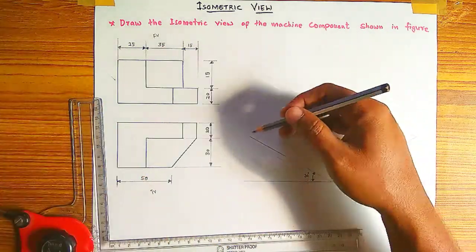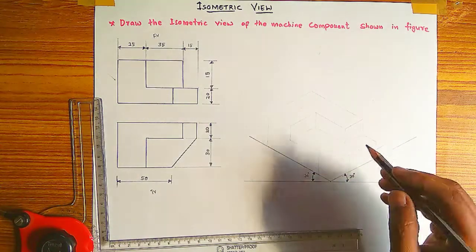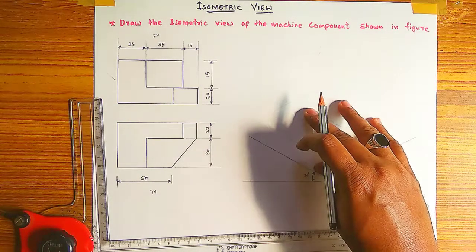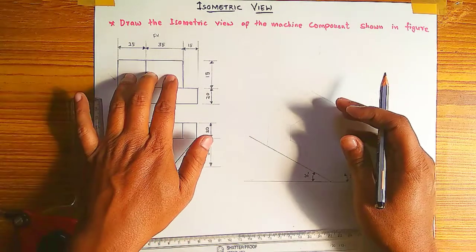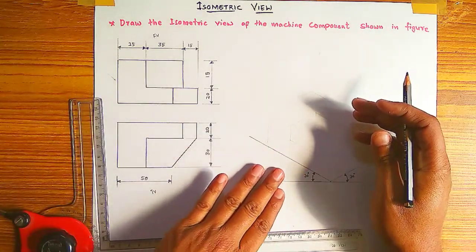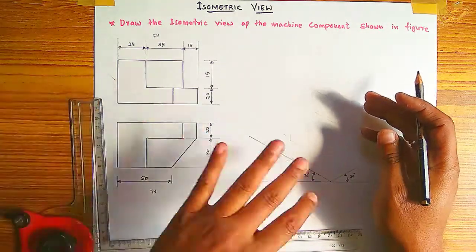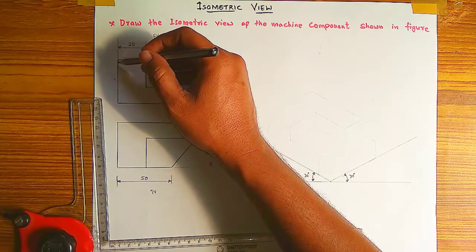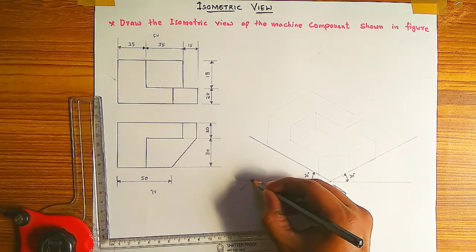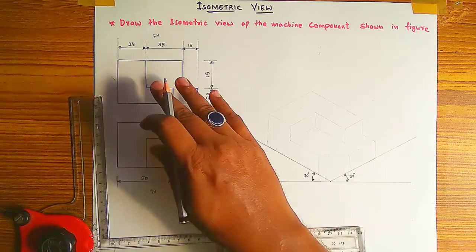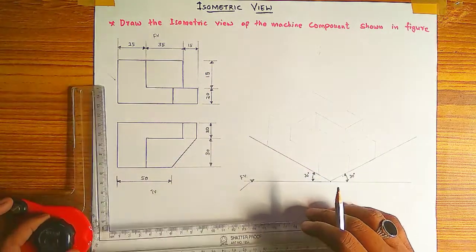So how to draw? First you have to draw these lines at 30-degree angles, and then on these 30-degree angle lines only we have to draw the isometric view. This is the front view and top view. I am drawing this front view on this 30-degree angle line, and this top view from here only. I will explain according to the dimensions. First I am drawing the front view from here. If I see the front view from here, it should look like this. That only we have to draw on this 30-degree angle.